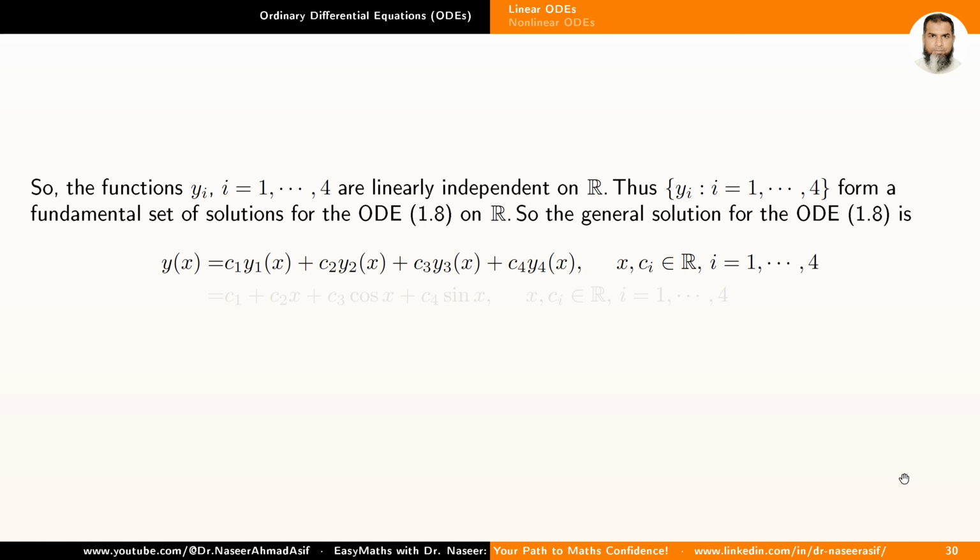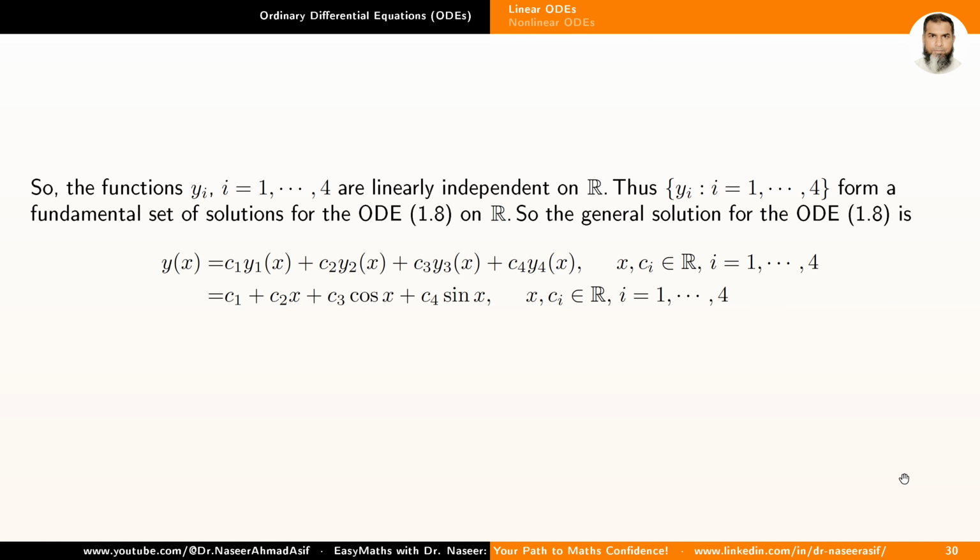So the general solution for the ODE 1.8 is y(x) equals c1 y1(x) plus c2 y2(x) plus c3 y3(x) plus c4 y4(x), where x belongs to R, and c1, c2, c3, c4 are arbitrary constants. So y(x) equals c1 plus c2 x plus c3 cosine x plus c4 sine x, where x belongs to R, and c1, c2, c3, c4 are arbitrary constants, which is the required general solution of the given fourth order linear ODE.